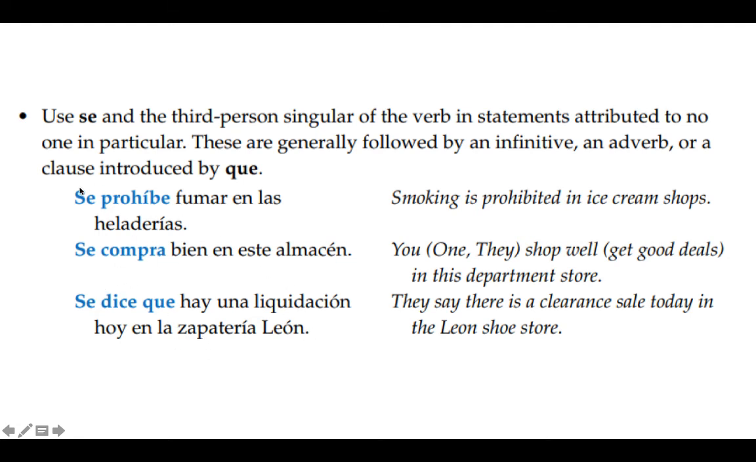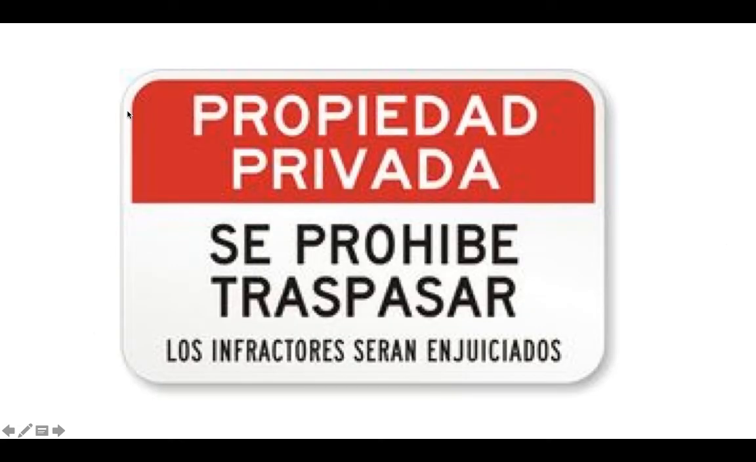So one says that, se dice que, or we might say, oh, they say that, so you typically see a se with the singular form of the verb, conjugated in the singular third person, that he, she box, if you will. Here's some examples for you from the real world. Se prohíbe traspasar. So one prohibits trespassing, or trespassing is prohibited.